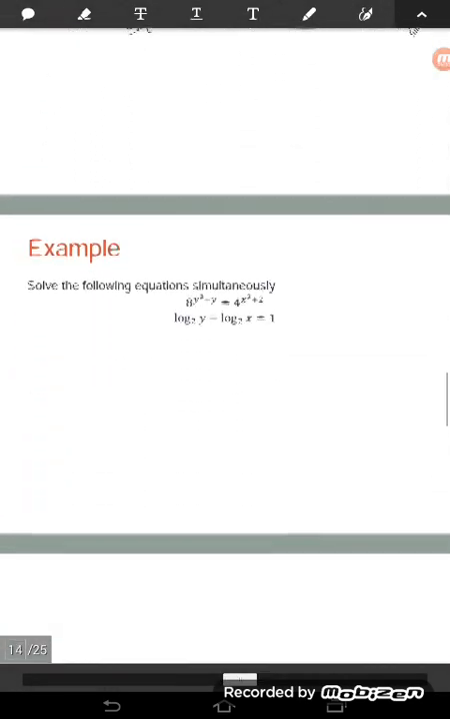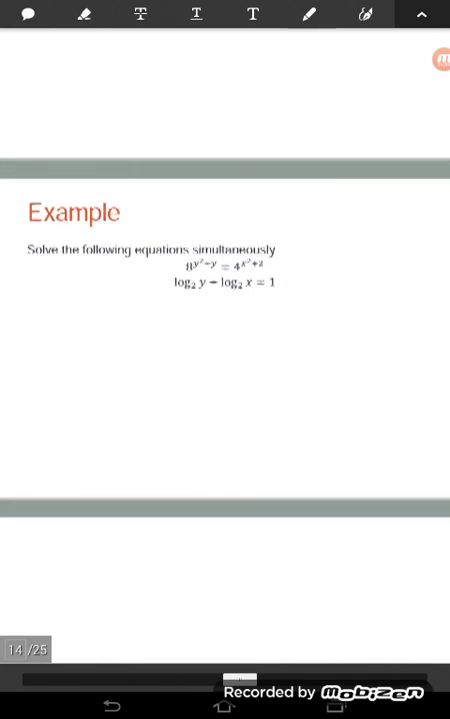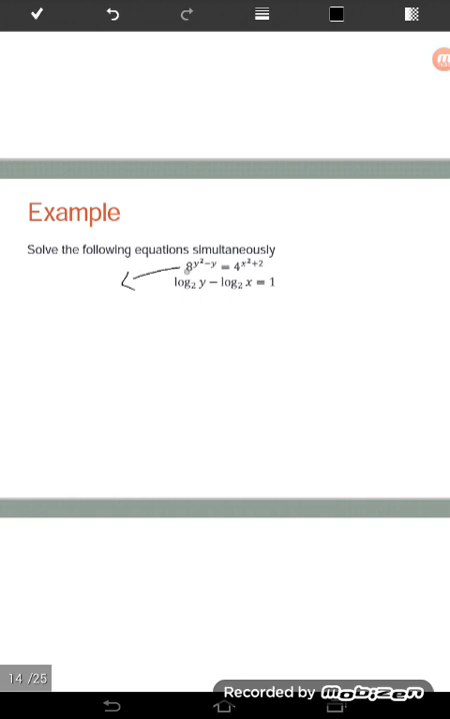Okay, so another example, lagi sekali. Okay, so again simultaneous equation. Okay, so we need to find the first equation. So the first equation from this one. Okay, since here is 8 and here 4, there is a relationship between 8 and 4. So 8 actually is 2 power of 3 and 4 is 2 power of 2. Okay, so we have here 2 power of 3 and then power of y square minus y. It is equal to 2 power of 2 power of x square plus 2.